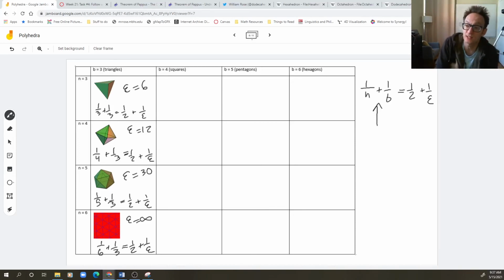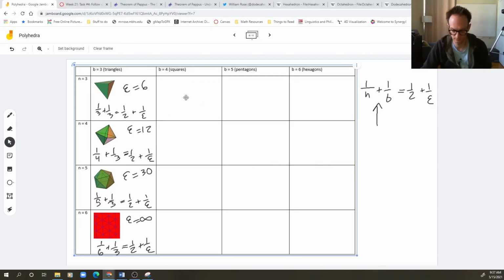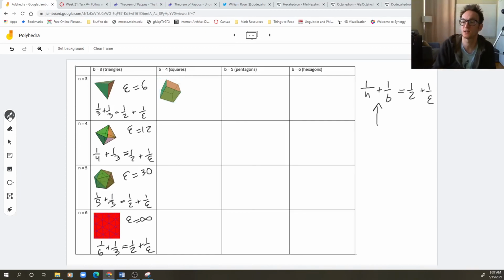What if we do it with squares? Well, if you have squares, 3 meeting at a vertex, is there such a thing? Yes, that is the cube. And let's look at what's going on. I get 1/3 plus 1/4 equals 1/2 plus 1 over epsilon. It's going to turn out that I've already done this math over here, and therefore epsilon must be 12.